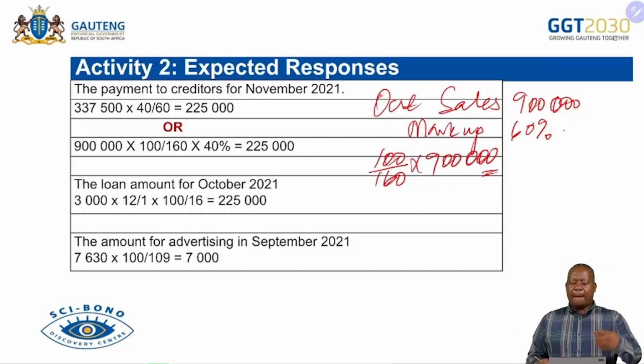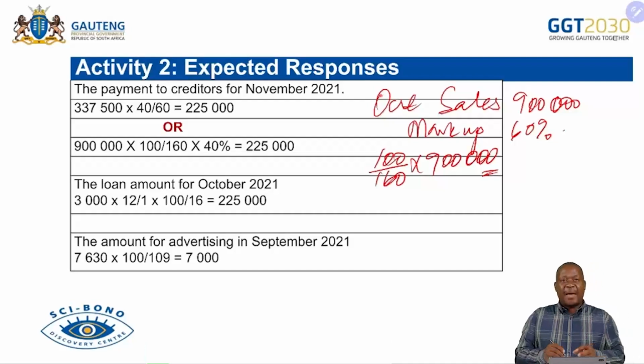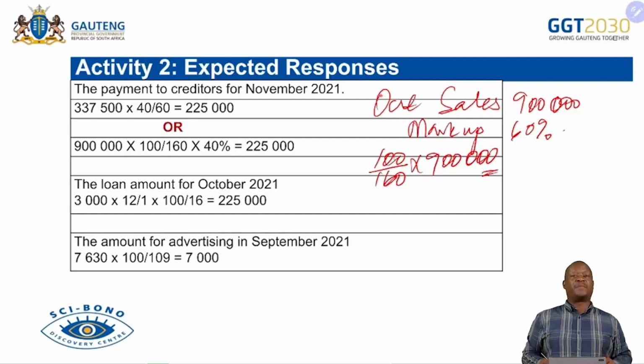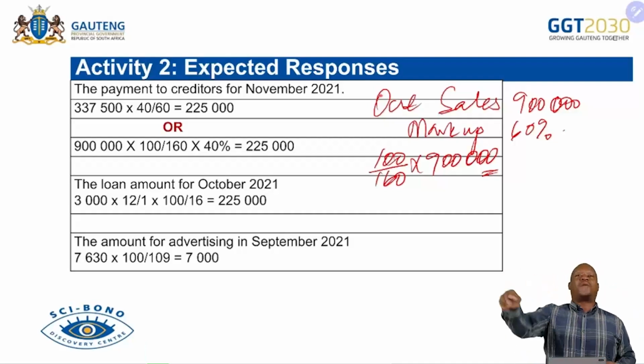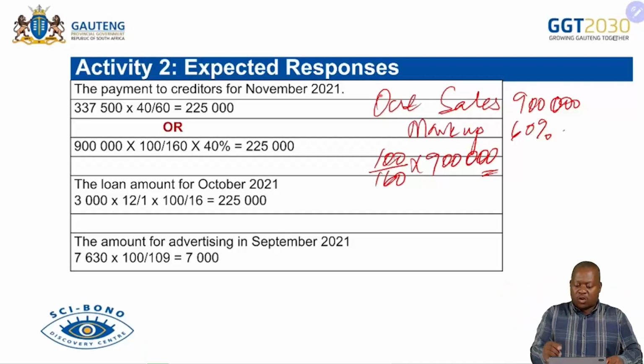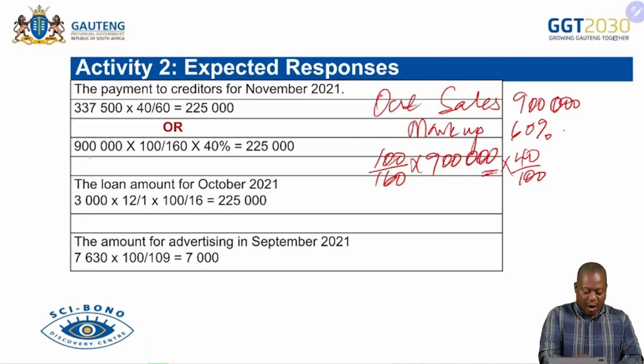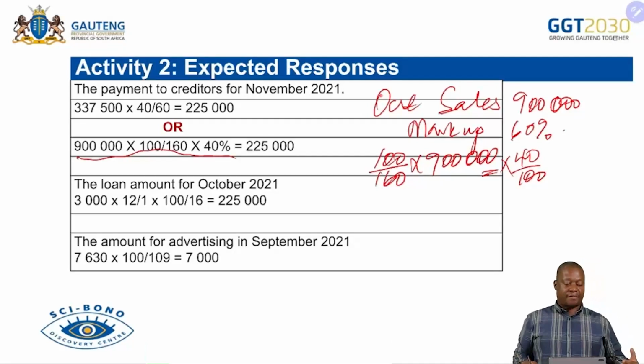But remember, payments to creditors are not made on purchases, but on credit purchases. What is it that they said about credit purchases? They said credit purchases are 40% of the total purchases. So we can simply multiply there by 40% to find our credit purchases. That's exactly what they did here, and that's how we got our 225.